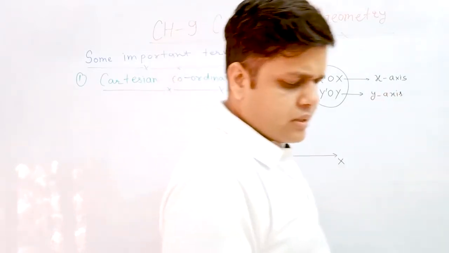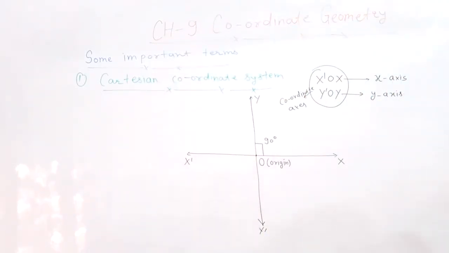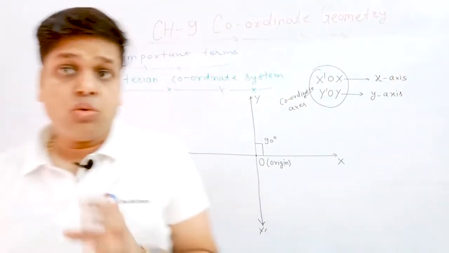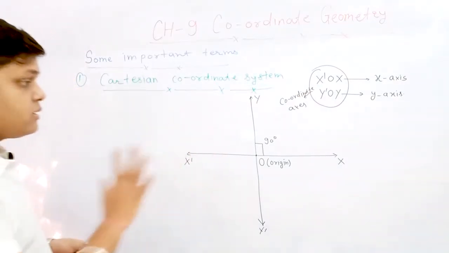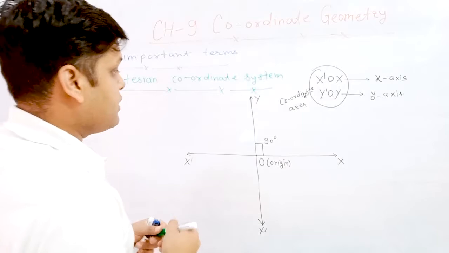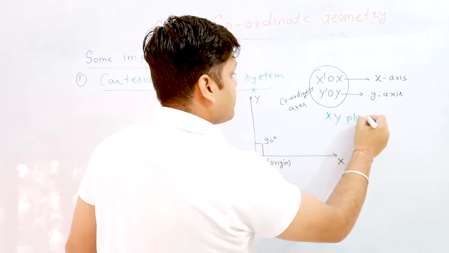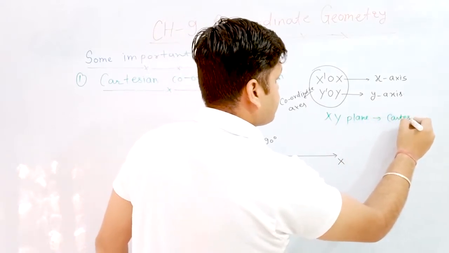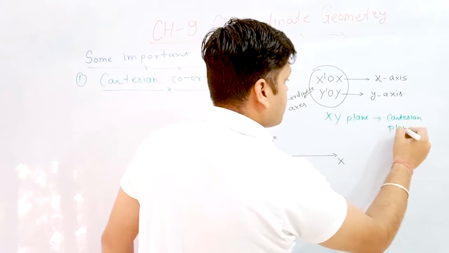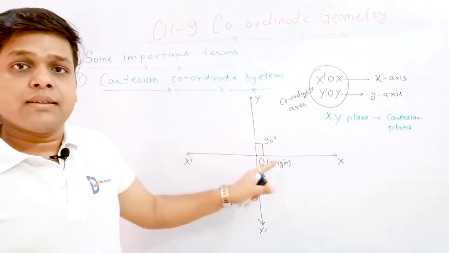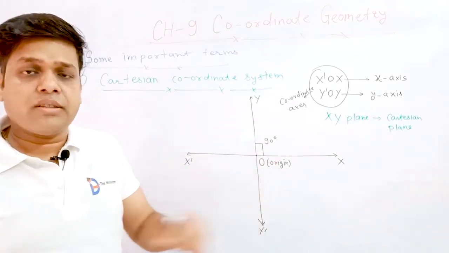You already studied these things. So now what are the different things which you know about it? This is the first part. This plane is known as the xy plane, which is known as the Cartesian plane. So guys, this is the coordinate system, a Cartesian coordinate system.